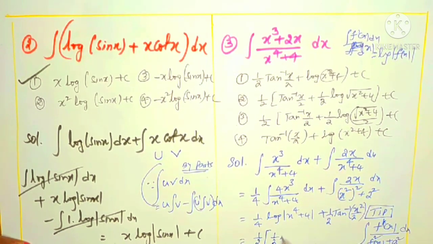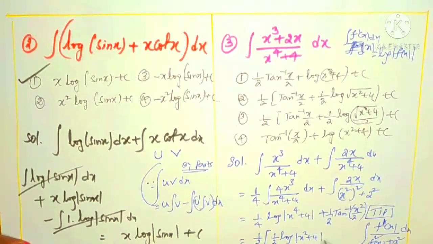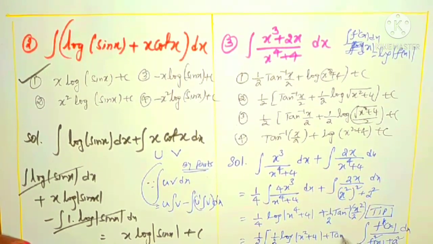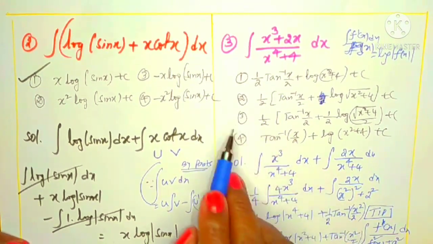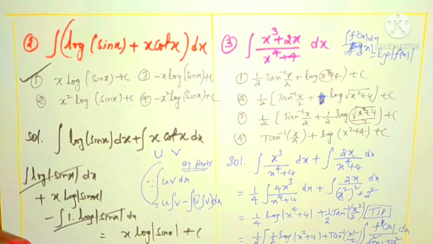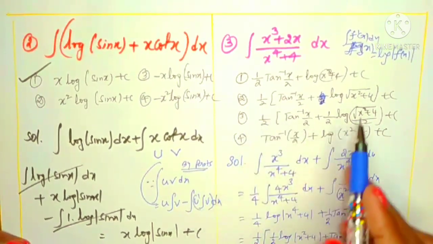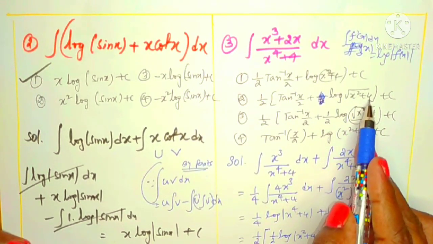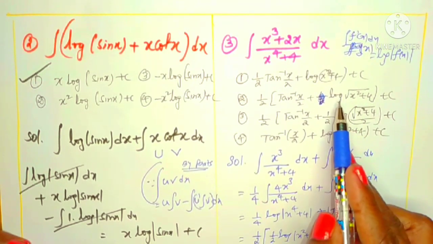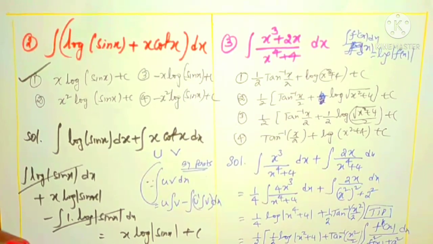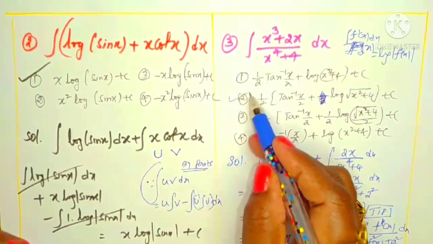Here 1 by 2 log of mod x square plus 4 plus tan inverse, what is that? x square by 2. 1 by 2 of tan inverse x by 2, okay. 1 by 2 into root over x square by 4 means what? Log 1 by 2 x square plus 4, or not? So 1 by 2 into 1 by 2, 1 by 4. So we can pick up the second option.